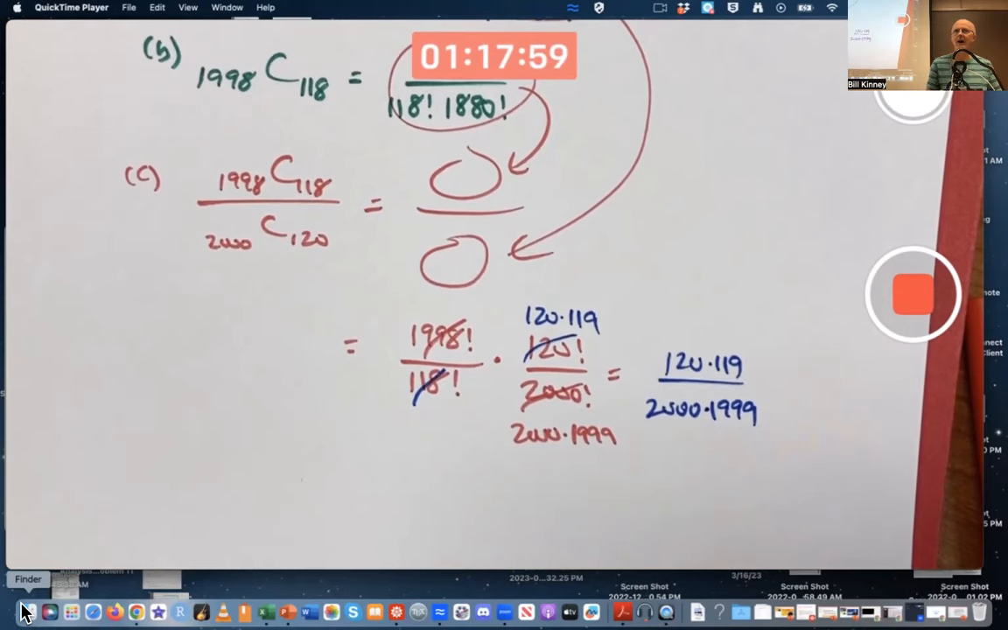Okay, we're out of time. Do it. You'll see it's a fairly small probability.